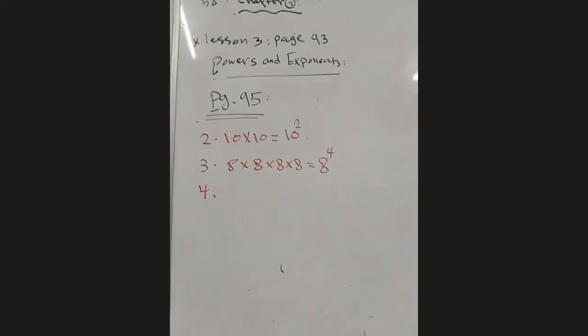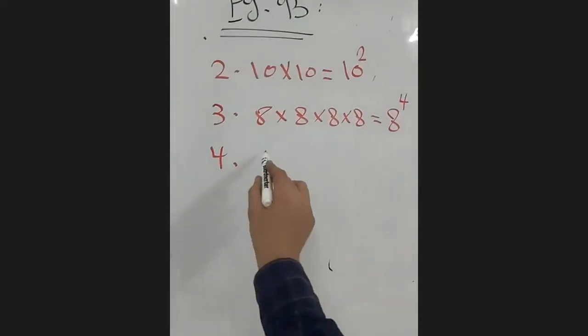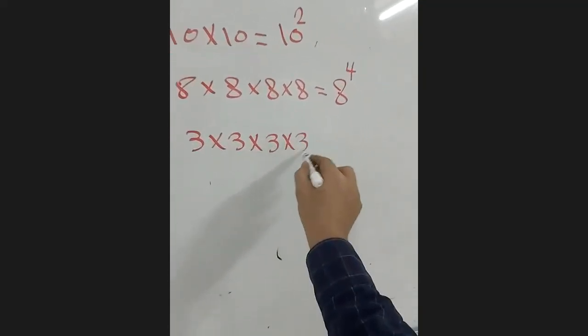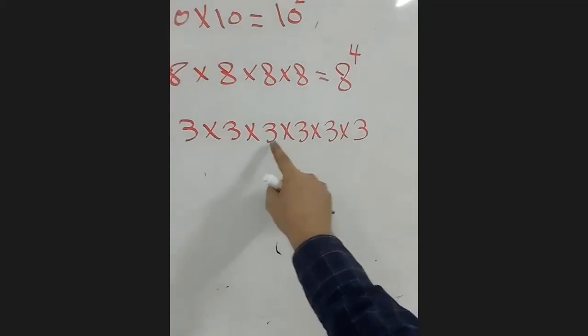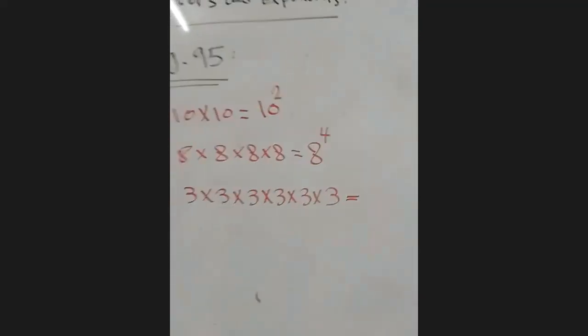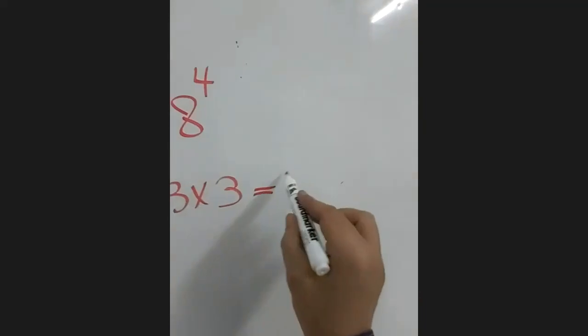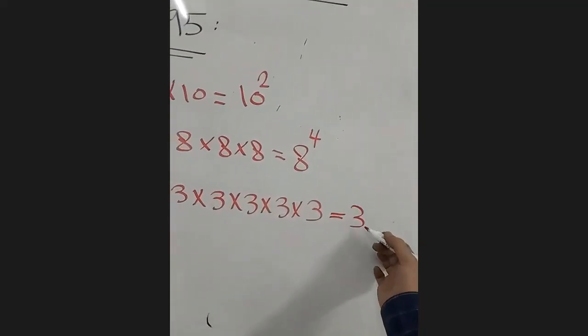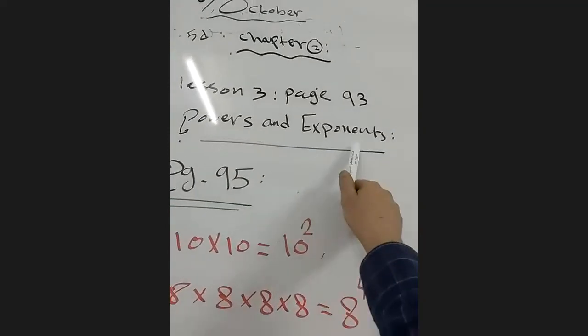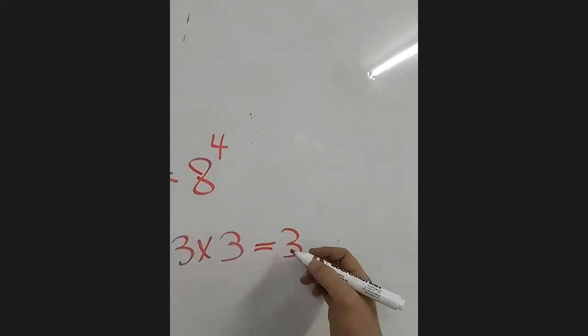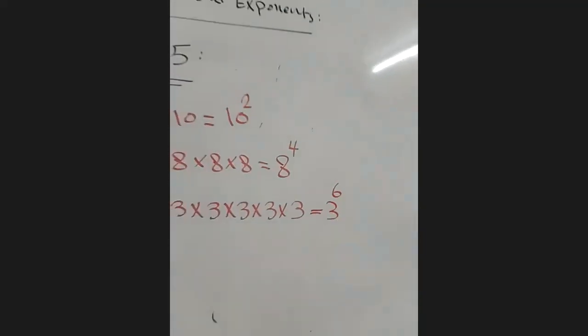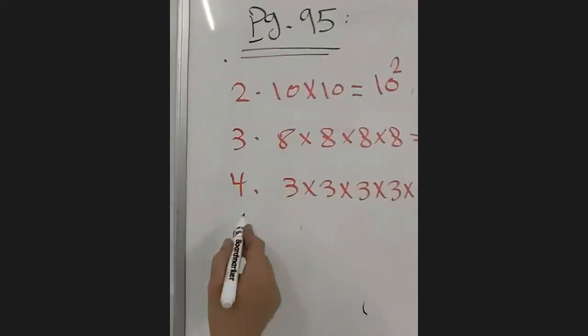Question 4. Who can help me, guys? It's an easy idea. Omar Fahd. What do we have? How many 3s do we have? 6. Let me check: 1, 2, 3, 4, 5, 6. Good. So what will the exponent form be? We don't say 3 and up 6. It's 3 to the exponent 6, or 3 to the power 6. Good boy.